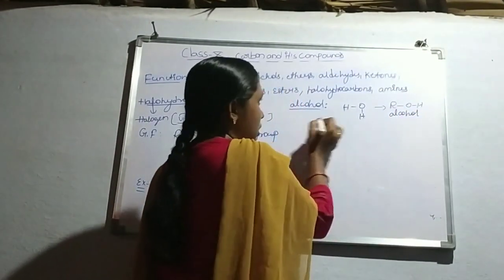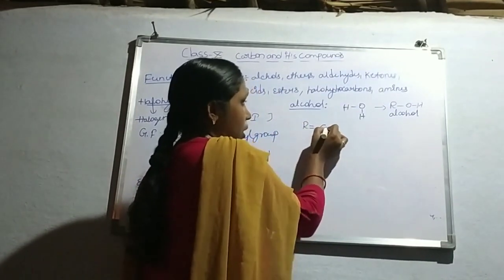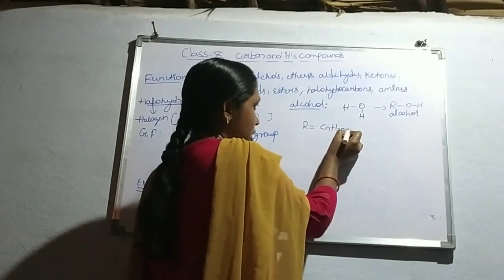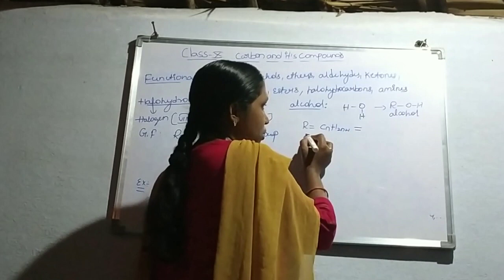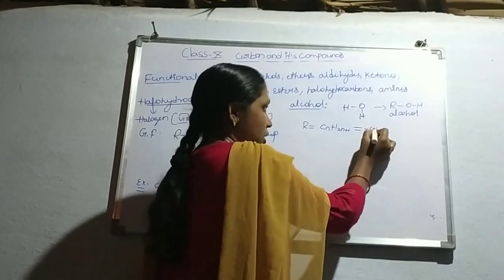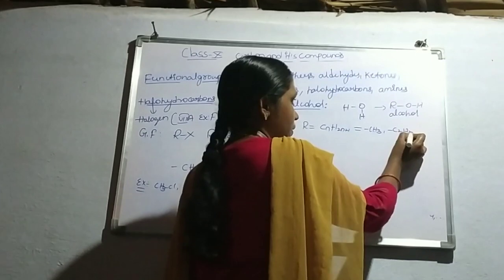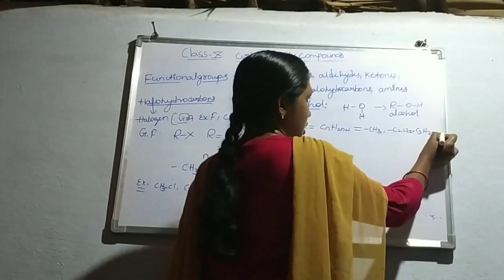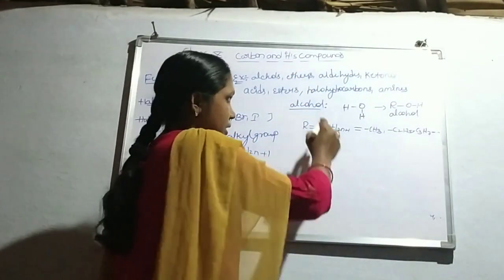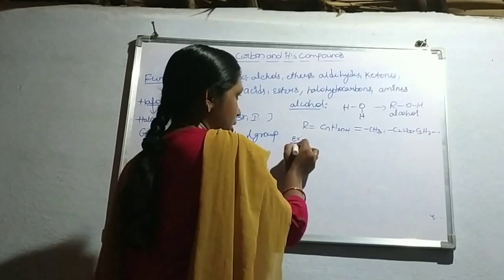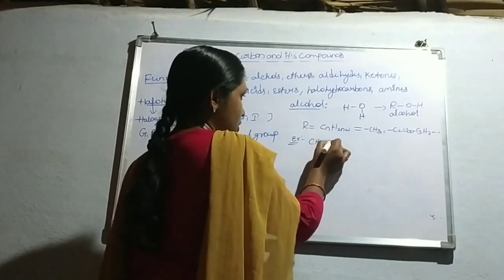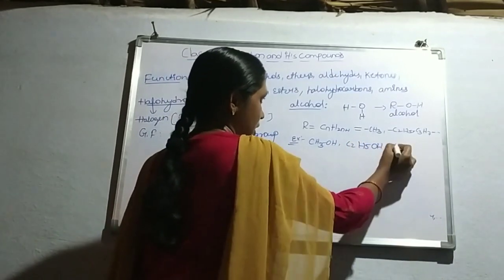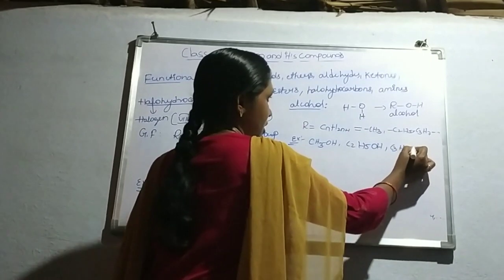Here also R has a general formula CnH2n+1. That means examples for alkyl groups are CH3, C2H5 and C3H7, etc. So the examples for the alcohols are CH3OH, C2H5OH and C3H7OH.